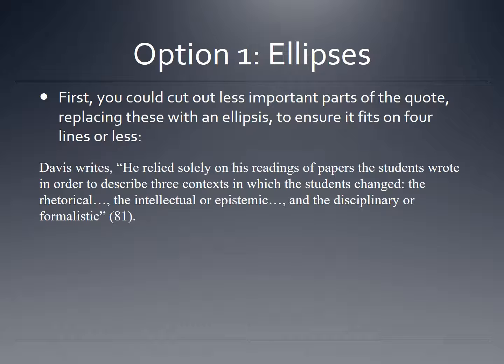Davis writes, he relied solely on the readings of papers that students wrote in order to describe 3 contexts in which students changed: the rhetorical, the intellectual or epistemic, and the disciplinary or formalistic. The 3 periods here are an ellipses, and I'm telling my audience there's something that's been cut out, but it's not important for the context of the sentence. And the sentence is still completely grammatically correct. You could go up and say this to somebody and they'd be like, oh, okay, gotcha.